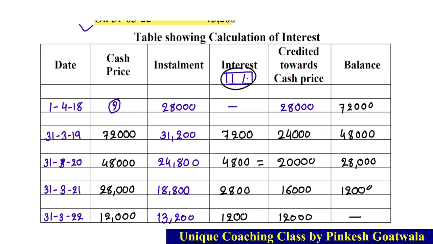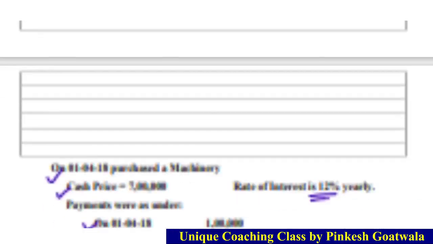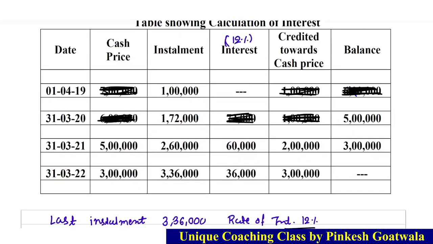So now you can see that we have completed all the information of our table. Only the cash price is remaining. How do we get the cash price? The same rules apply here as well. At the end we total both, and we get the balance. We also have to total these two, and whatever total comes will be the cash price. 72 plus 28, if you total this the amount comes 1 lakh. So here you get the cash price.